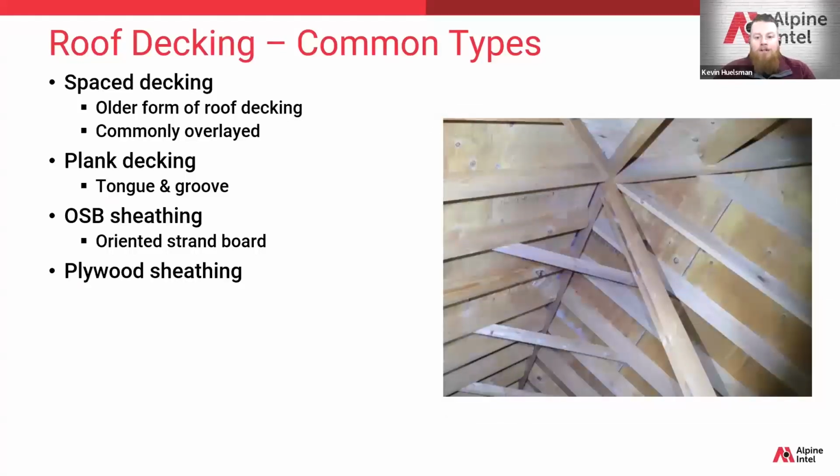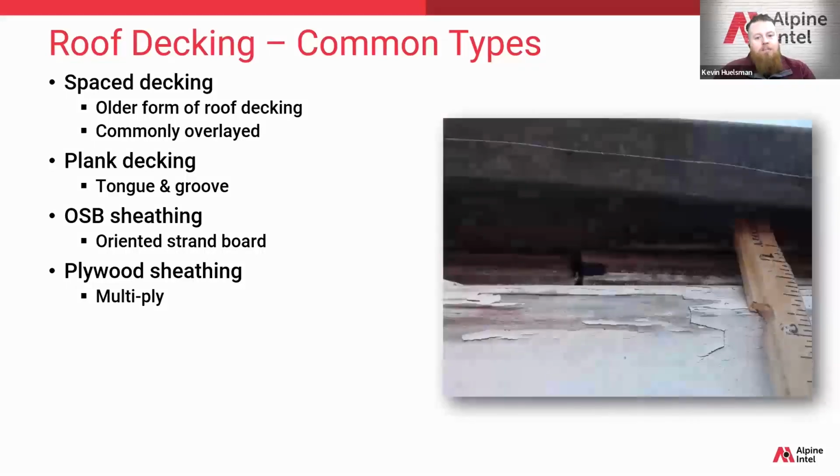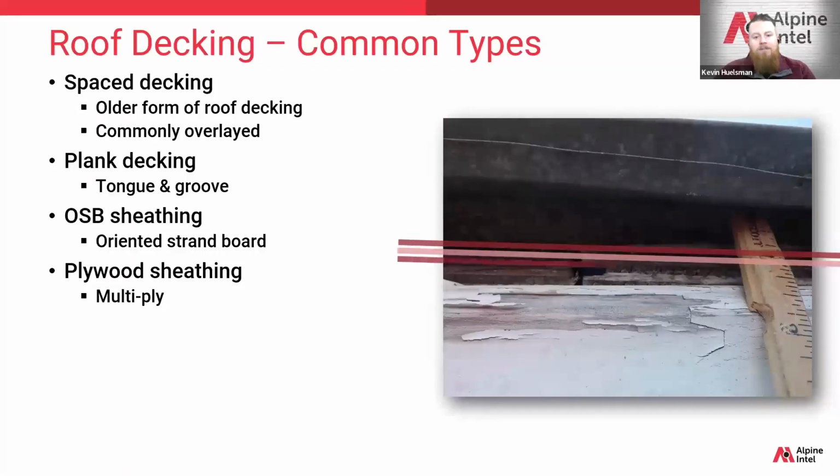Plywood sheathing is another sheathing product you're likely to see on a residential claim. Plywood is multiple plies or thin layers of wood that are glued together. Now, this appears to be 5 layers here. The grain or the natural pattern in the wood in each layer is often alternated perpendicular to the layers above and below it, providing excellent structural integrity.